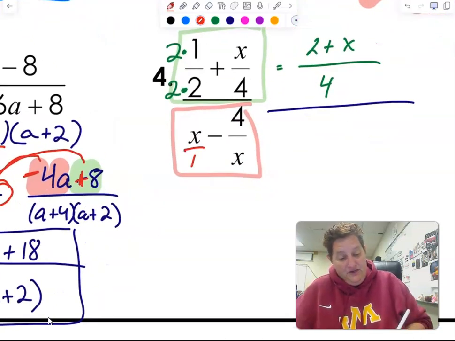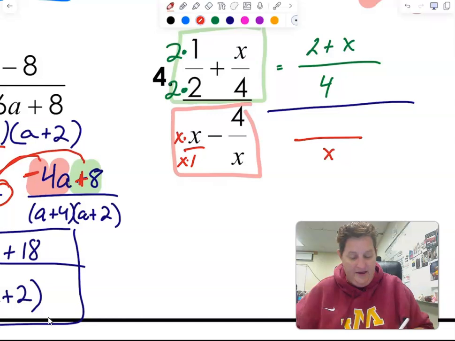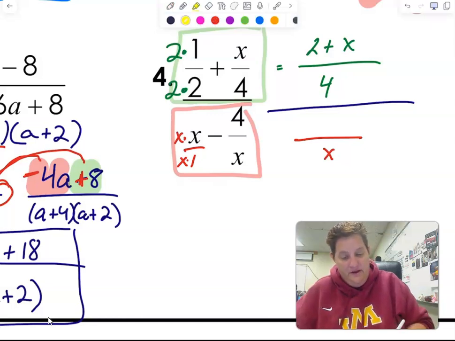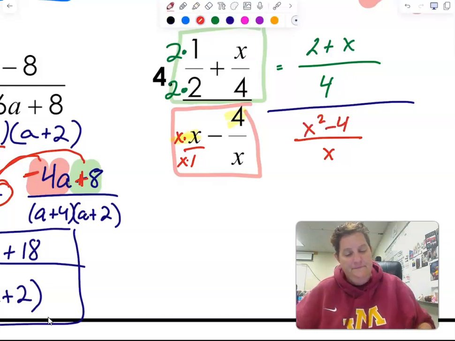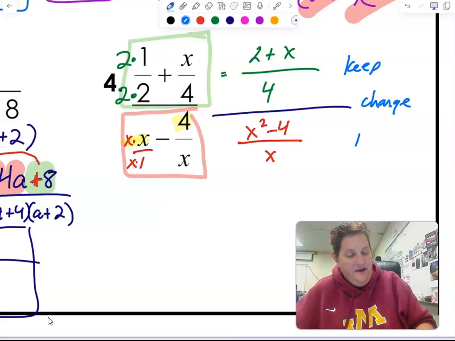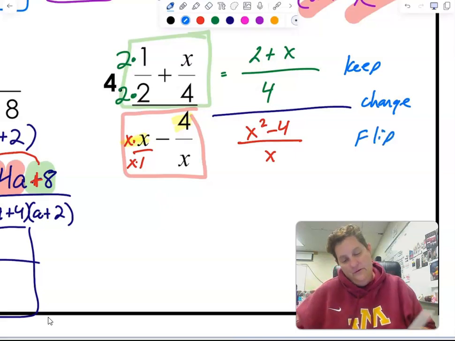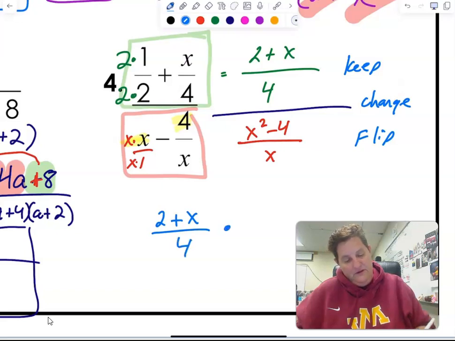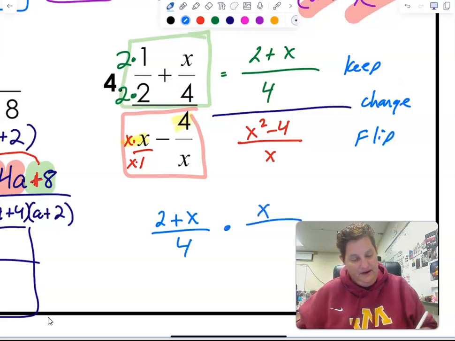to get them to match, I'd have to multiply this by an x, that by an x, and so that gives me a common denominator of x, and then on the top right here, this gives me x squared minus 4. I write that like that. Okay? And then remember, you guys, we do keep, change, flip. So keep, I change the divide to a multiply, and I flip.